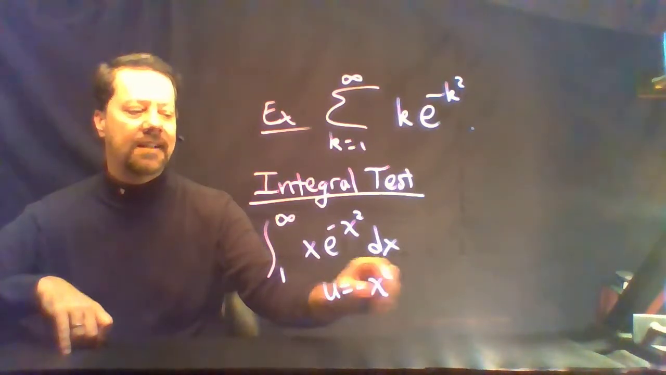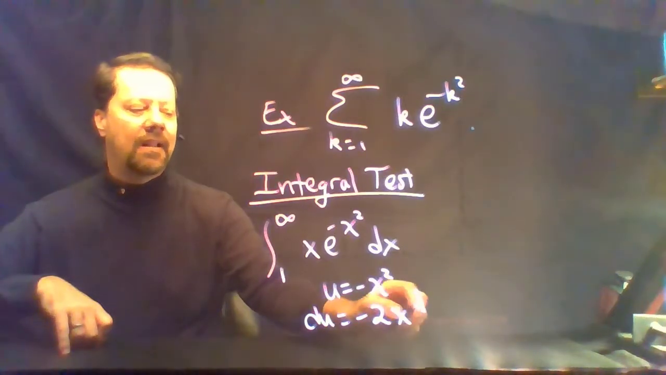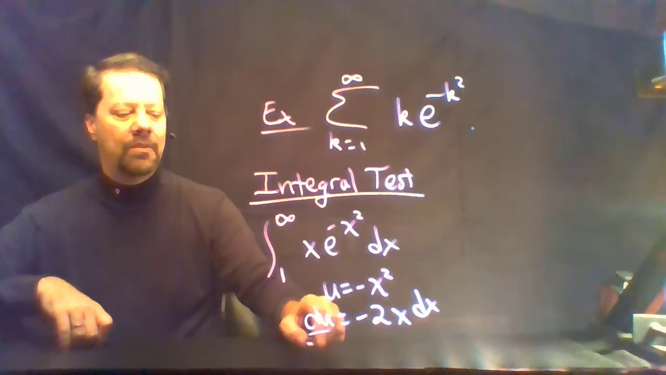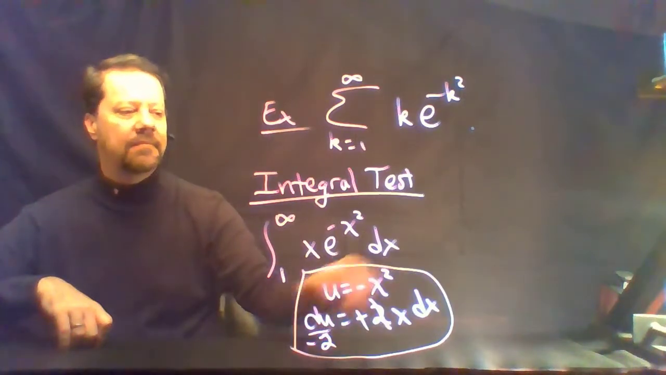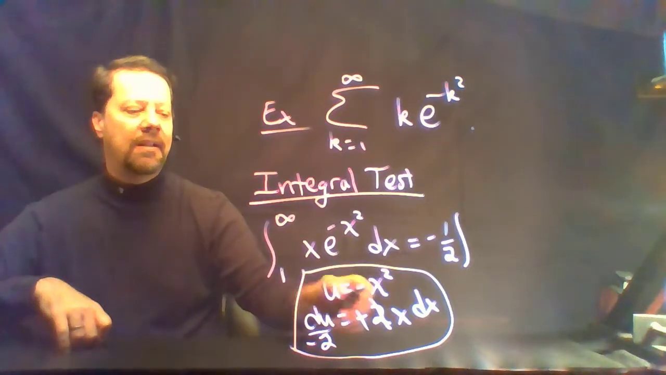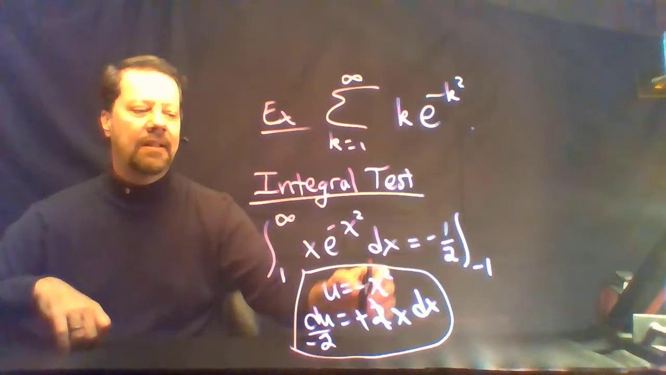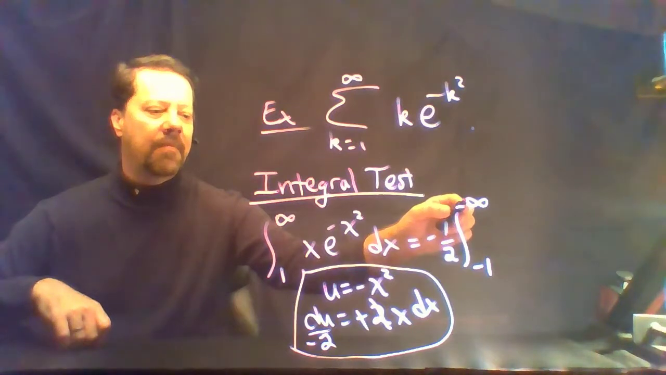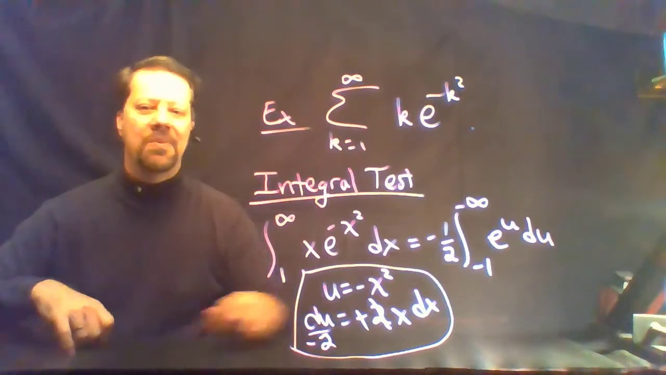u is minus x squared. It has its derivative more or less lying around. The only thing missing is the factor of -2. We'll divide the -2 off on both sides here. And we get -1/2 the integral. Now, if x is equal to 1, u is -1. As x goes to infinity, u goes to minus infinity. We'll have e^u du.